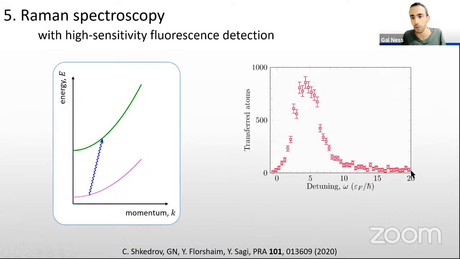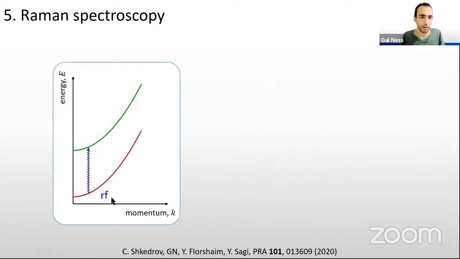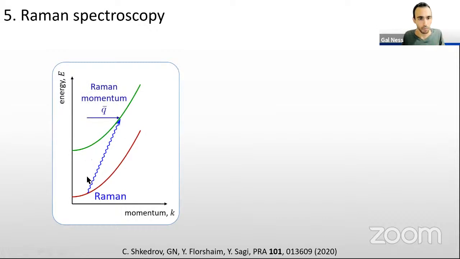So this is how it looks. We scan the detuning, we arrive at some number of atoms. And an important aspect of this specific spectroscopy that we are using here is the fact that we use Raman transition. Now, what's so unique about Raman transition? If we consider conventional RF spectroscopy, the photon momentum is negligible. However, when you do Raman transition, you gain a significant momentum imprint by the transition itself.